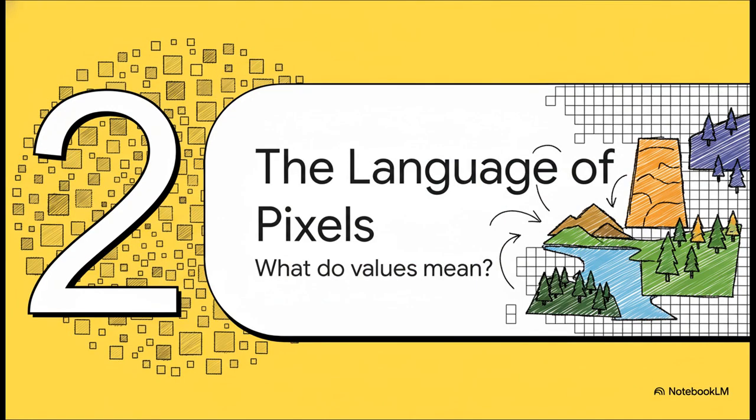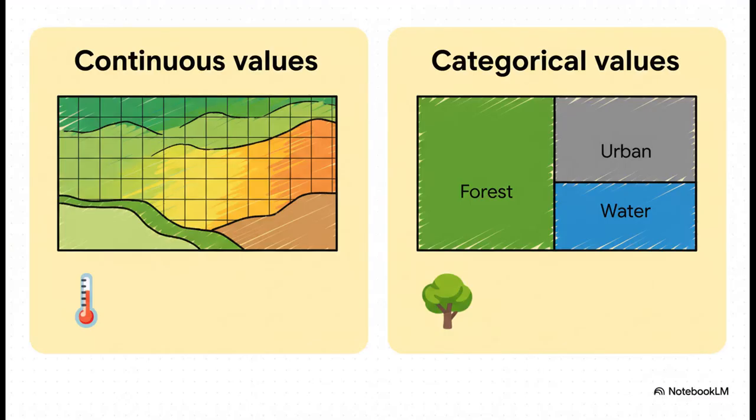Okay, that last part, the value, is super important. It brings us to the next big question. If every pixel has a value, usually a number, what do those numbers actually mean? This is where it gets really cool, where the data starts to tell a story. So pixel values basically come in two main flavors. First, you've got continuous values. Think of things that change gradually, like temperature or the height of a mountain. A pixel's value might be 32, meaning it's 32 degrees Celsius right there.